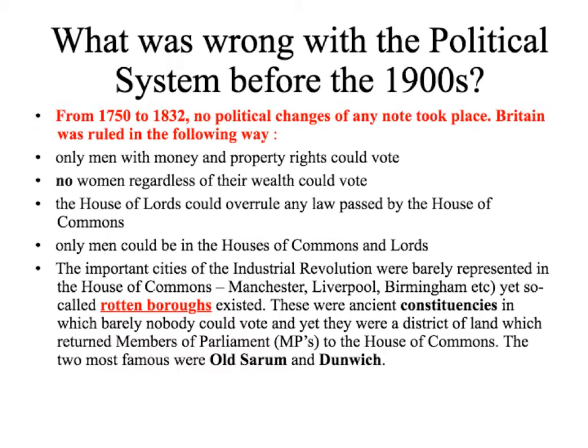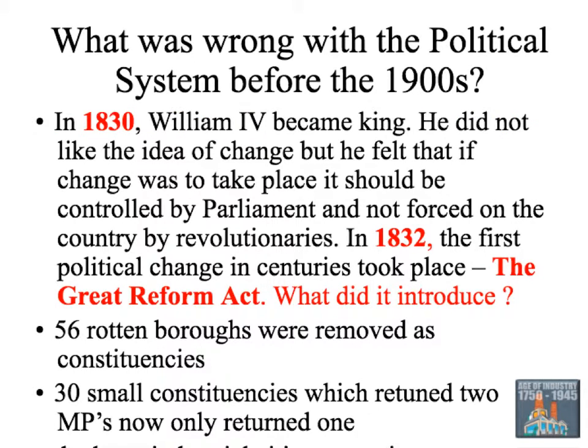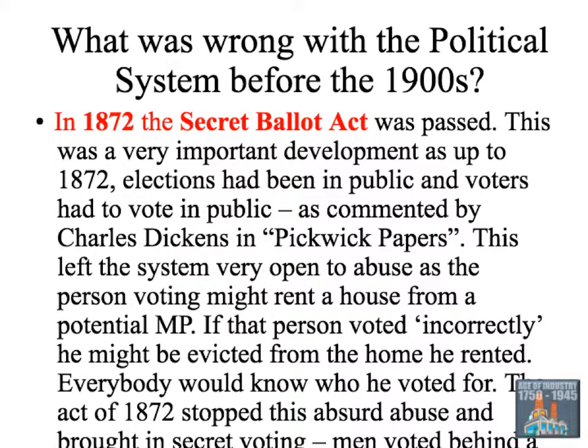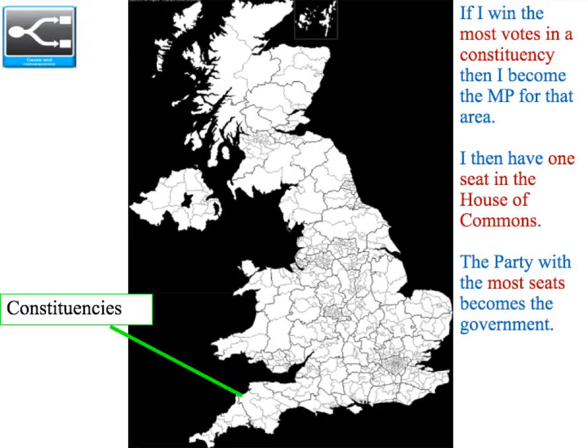Information then on what was wrong with the system before the 1900s. And some more information, depending upon the ability of the class to move. And again, the 1832 Act, which gave the middle classes the vote, the Second Reform 1867, which gave more working class the vote. And then only in 1872 was the secret ballot established, where people voted in private.